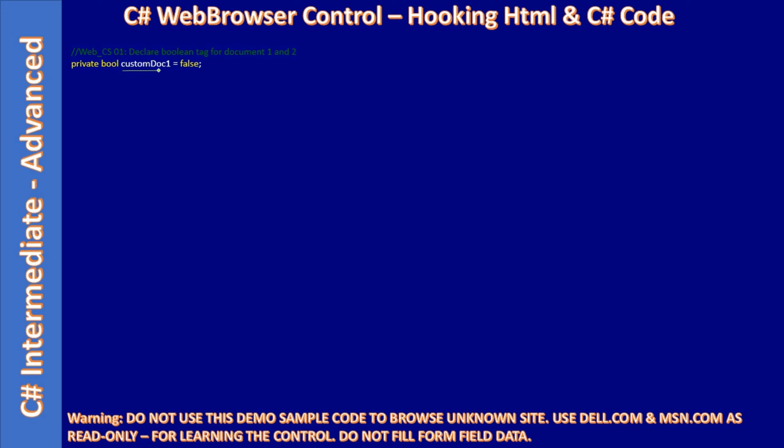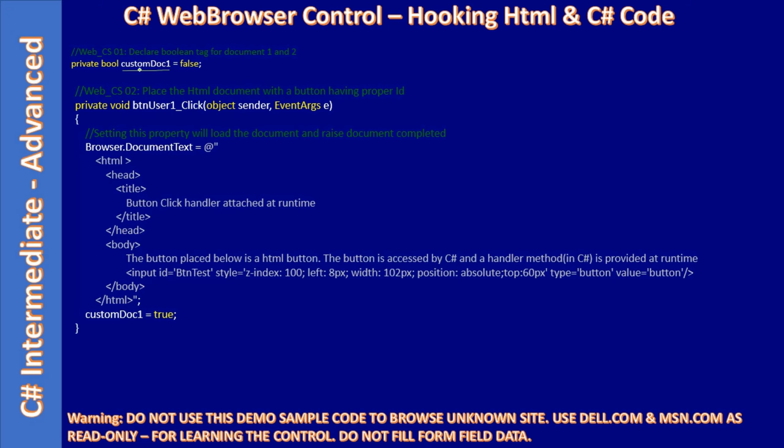First we will introduce a boolean variable, customDoc1 equal to false. Remember, we have two buttons in our web browser tool strip to explore this HTML to C# code hooking. This one is for the first button. We want to know at runtime which button is clicked by the user. So here we have customDoc1 equal to false, a boolean variable we introduce. When the user clicks in the toolbar, those buttons are aligned towards the right: user content 1, user content 2, like that.